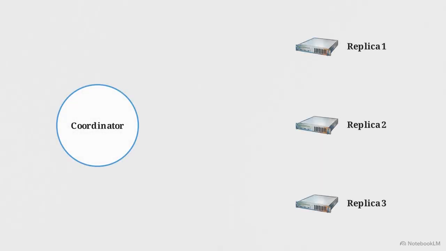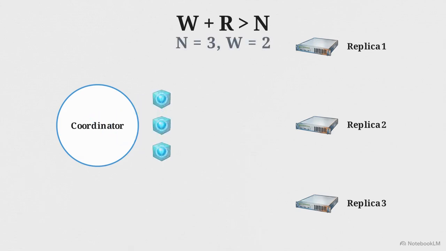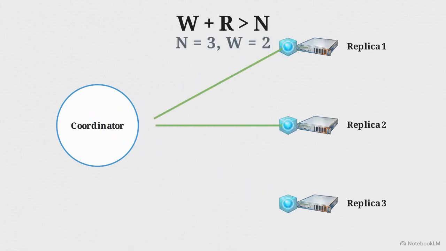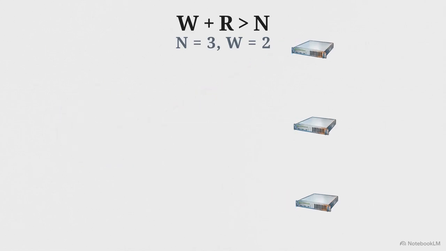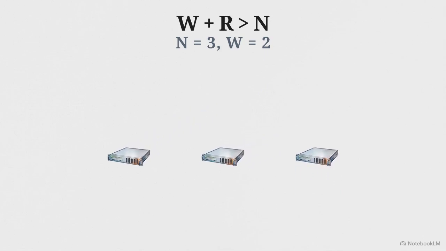We tune this exact trade-off using quorum consensus. Here we have a coordinator node routing requests to 3 replica servers, governed by the formula W plus R must be greater than N. N is the total number of replicas, W is the write quorum, and R is the read quorum. If we configure W to 2, the coordinator only needs 2 successful acknowledgements to confirm the write and move on.